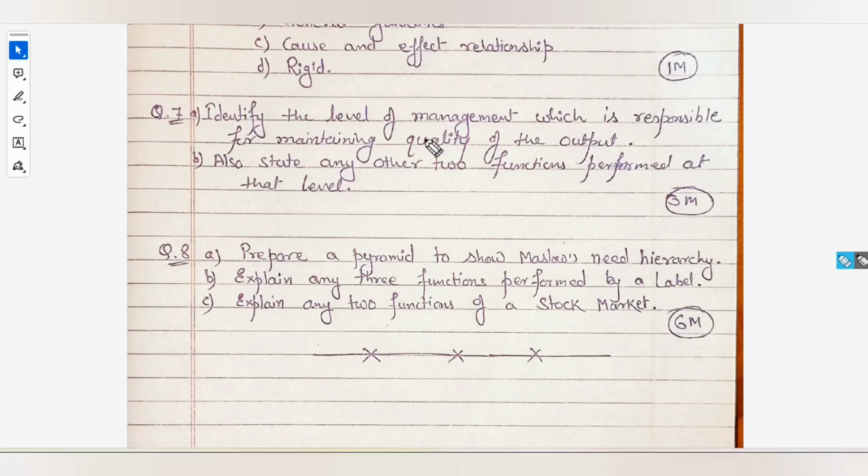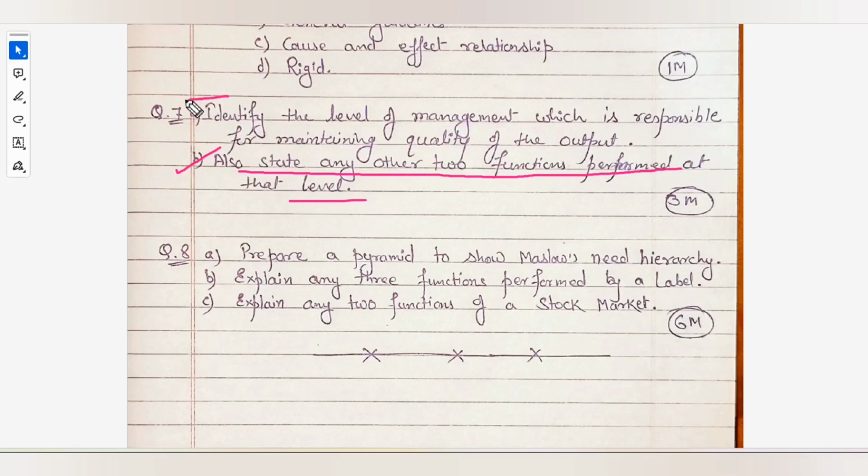So it has been asked that you have to identify the level of management which is responsible to maintain the quality of output. This is the function which is performed at the lower level of management. So the answer for the first part will be lower level of management. Now, what is the second question? Also state any other 2 functions performed at that level.